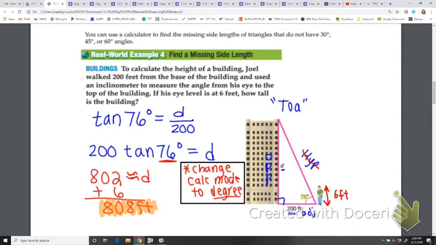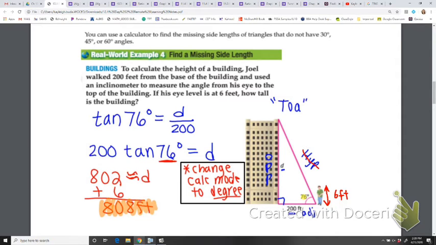The hypotenuse doesn't give us any information here, so I'm going to cross that one away and know that I have to use opposite and adjacent, which is tangent, TOA. So I have tangent of 76 degrees equals the opposite side, D, divided by the adjacent side, 200. And you could do what I showed you before. If we're dividing D by 200, we want to multiply by 200 to get D alone. So 200 times tangent of 76.